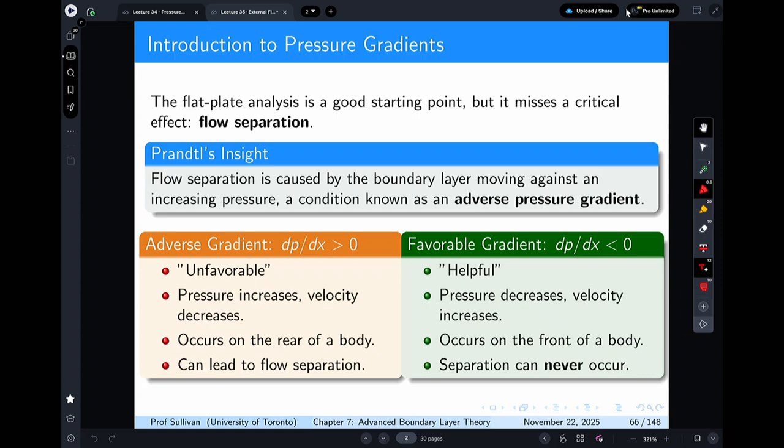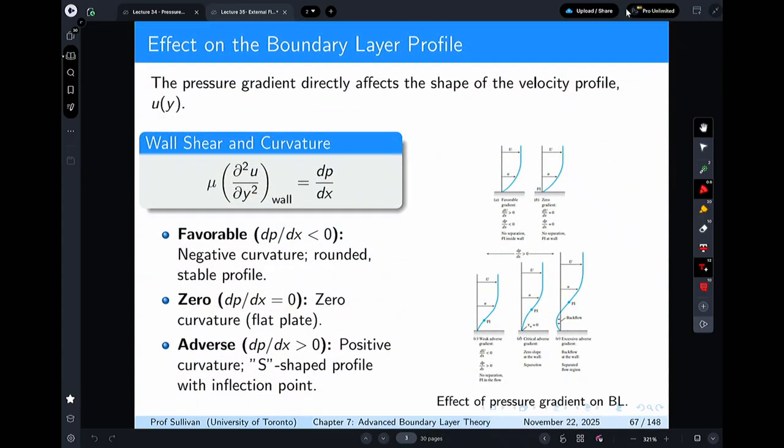Favorable pressure gradients: pressure decreases, velocity increases, occurs on the front of the body, and separation does not occur. You'll see this when we start to look at nozzles and various other types of flows. Pressure gradient affects the shape, and I'll go into more detail about this in a minute.